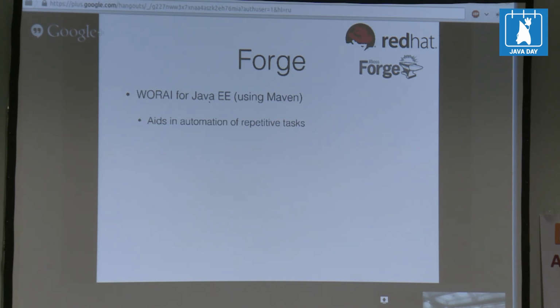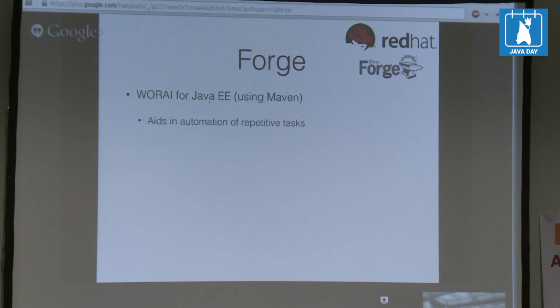Okay, it really aids in automation of repetitive tasks. So, for example, if you want to generate a Java EE6 project in a certain way, you can script how the project needs to be generated. You don't need to be aware of what annotation do I need to use, what file needs to go where. You don't need to know all those details.